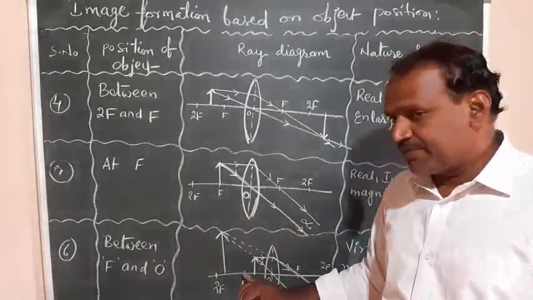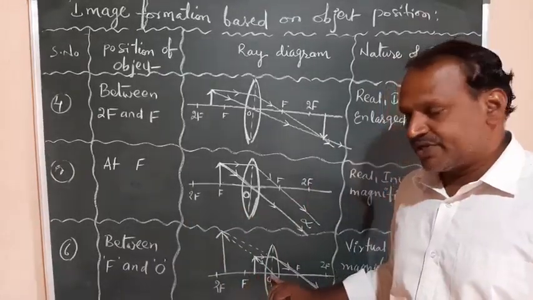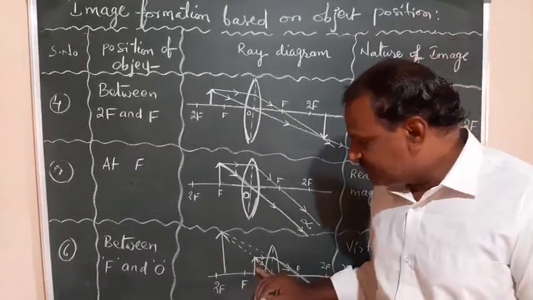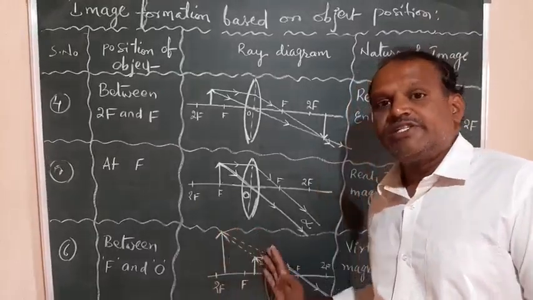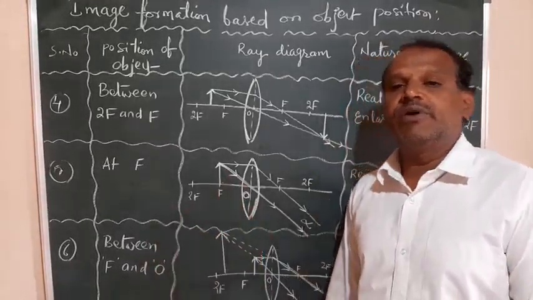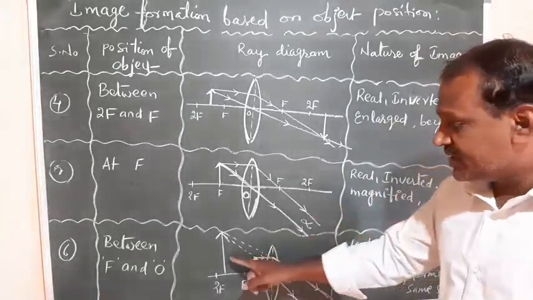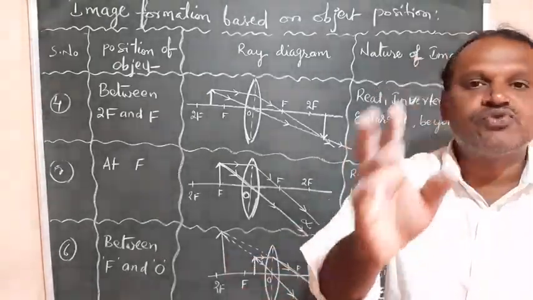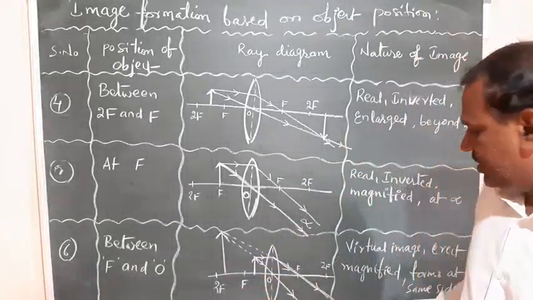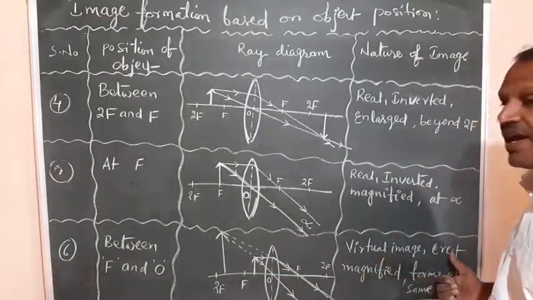When the object is kept between the focus and its optic center, here the object is there. For this object, the image forms here, on the same side as the object itself. The image formed for this position of the object is a virtual image. It is not a real image. It is a virtual image, and it is erect.